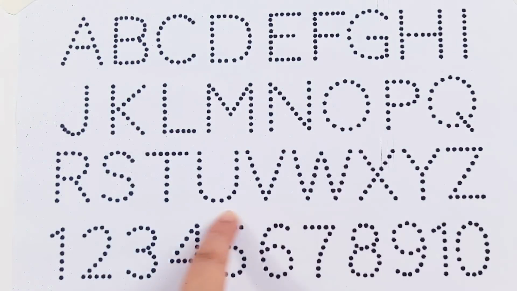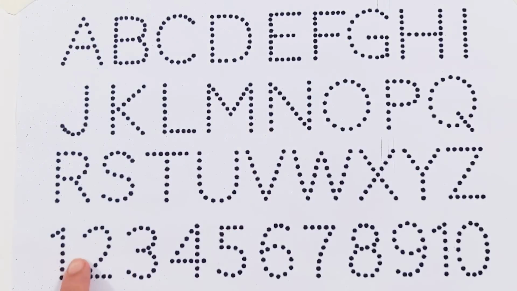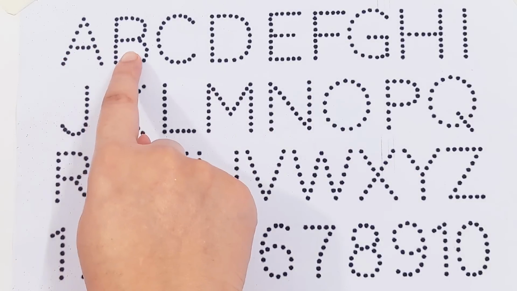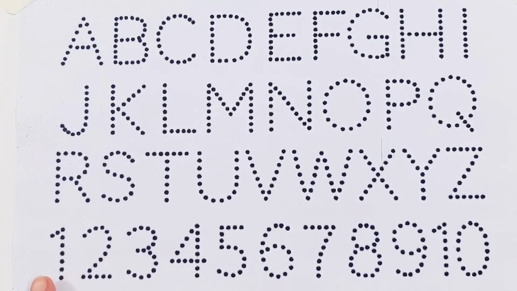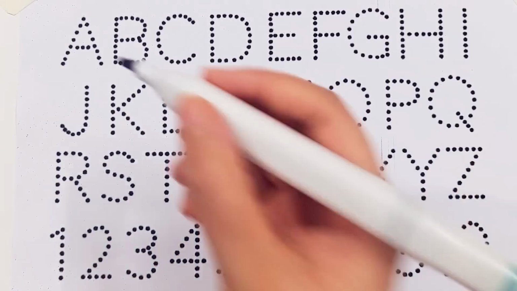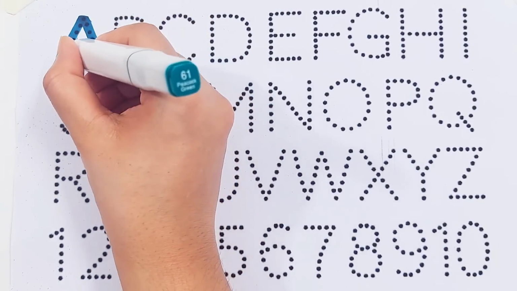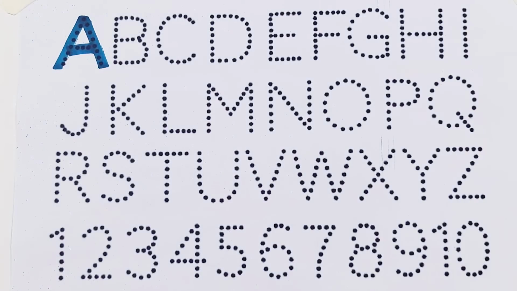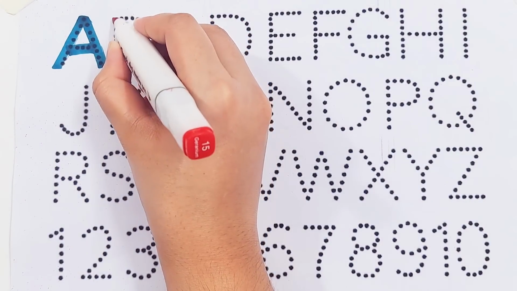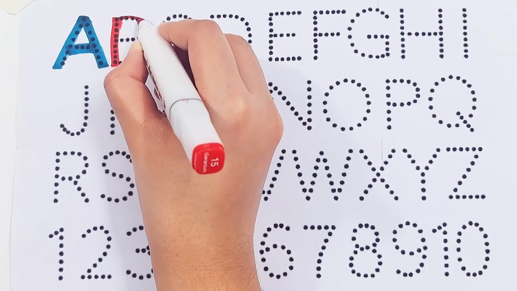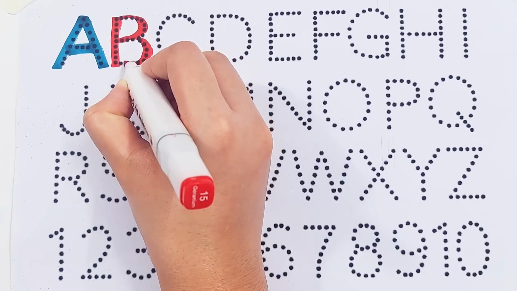Today we will try to learn some alphabets and numbers. A, B, C, D. 1, 2, 3, 4. A for aeroplane. B for butterfly.